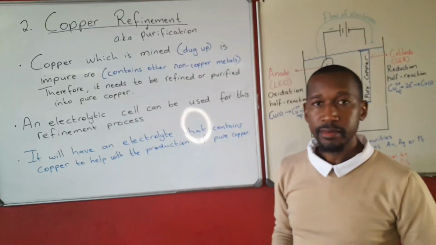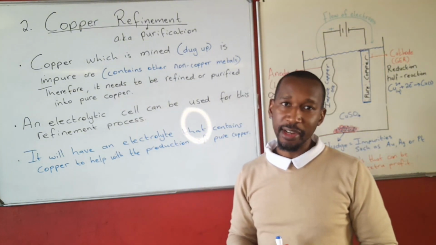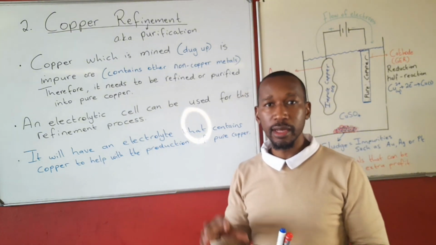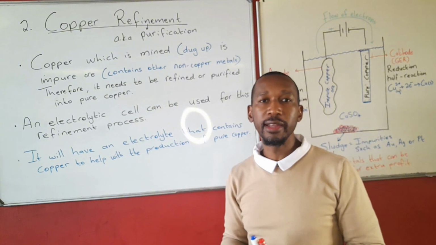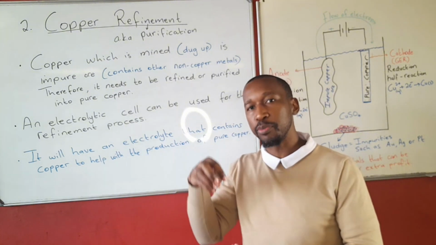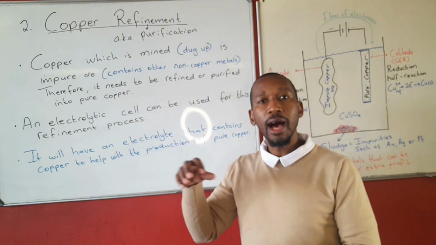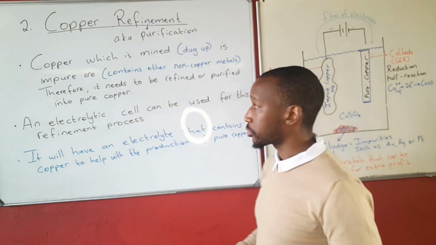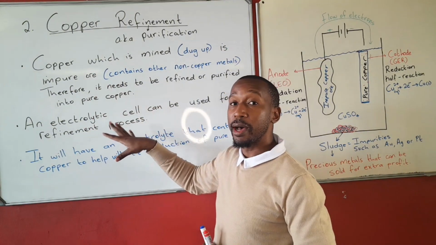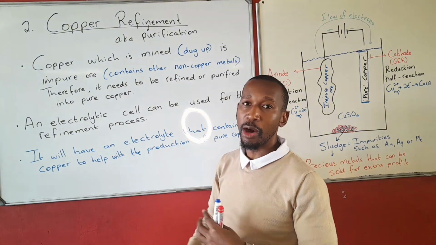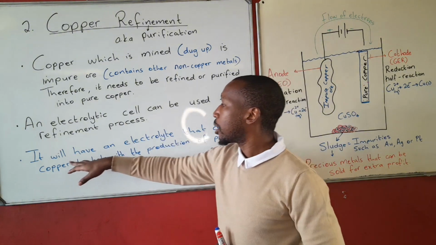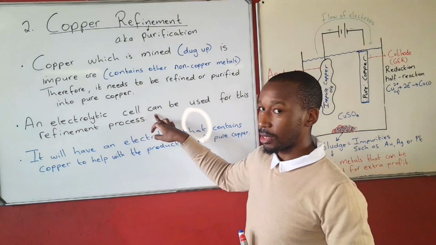In this section, we are going to cover copper refinement. In the mining industry, when we mine copper, the rock or the ore that we find is impure copper. It's not pure copper, it's copper that contains impurities. These impurities are other metal forms that are not copper. In order to refine that copper, or make it pure copper that we can use for our electrical wires and other forms that we need, we will use an electrolytic cell.